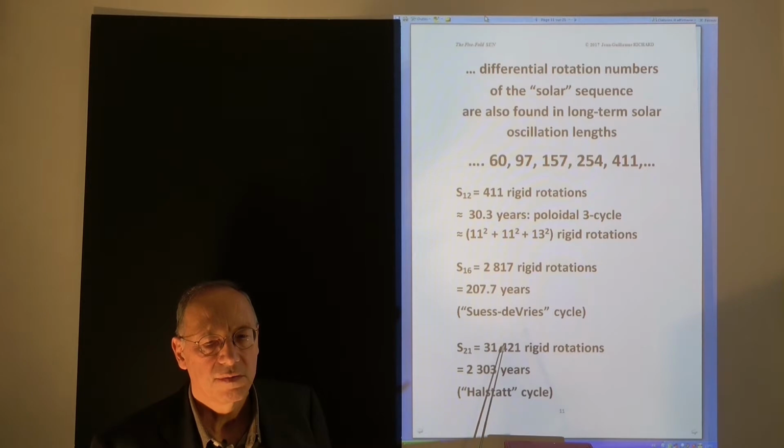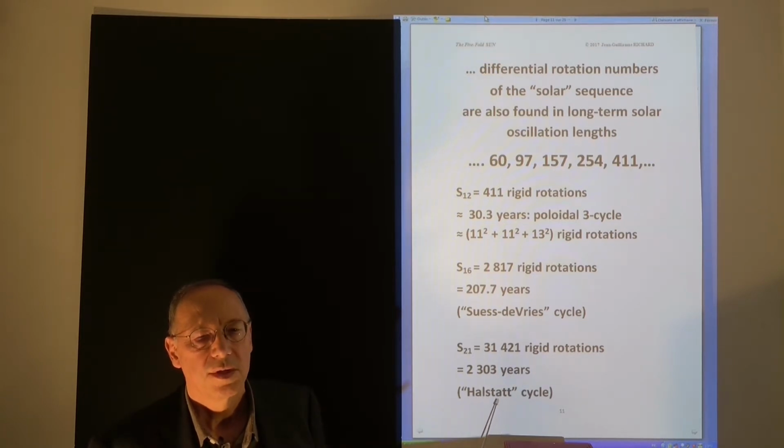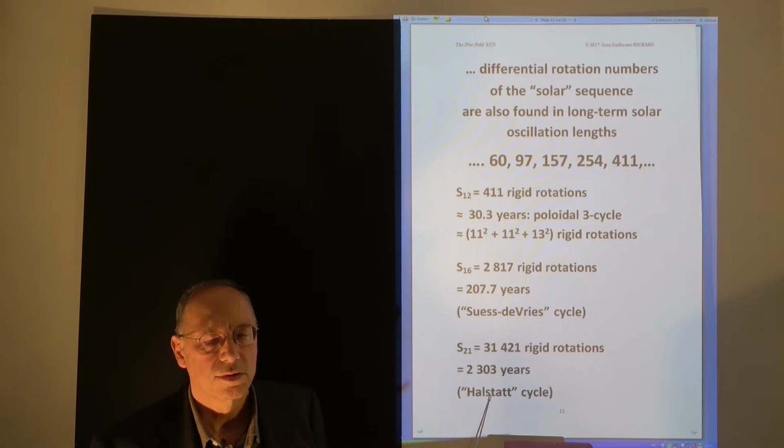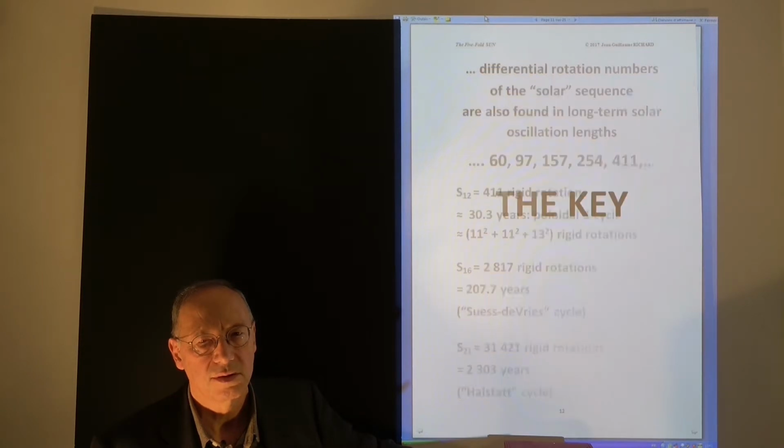As well, the 21st one corresponds to this number, and in rigid rotations is 2,303 years, which is extremely close to the length of about 2,300 years, estimated for the so-called Hallstatt cycle of solar oscillations.